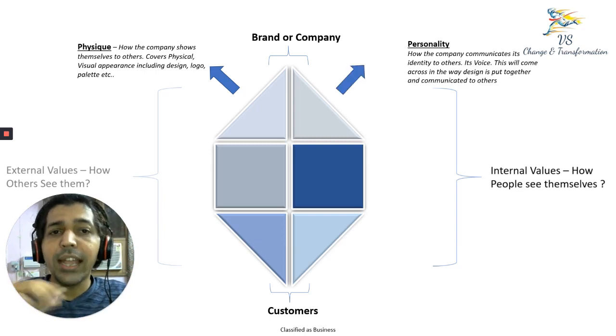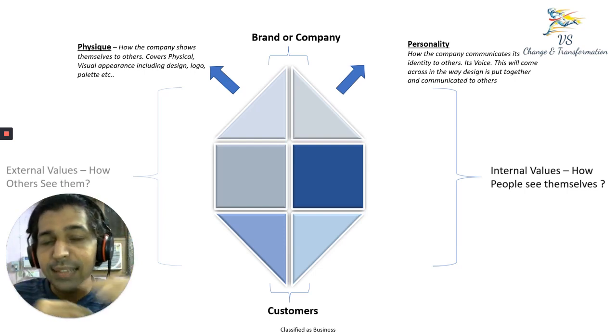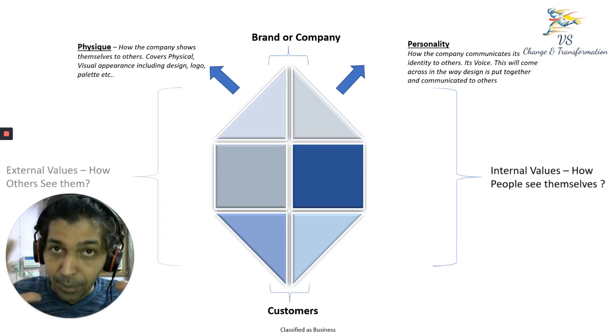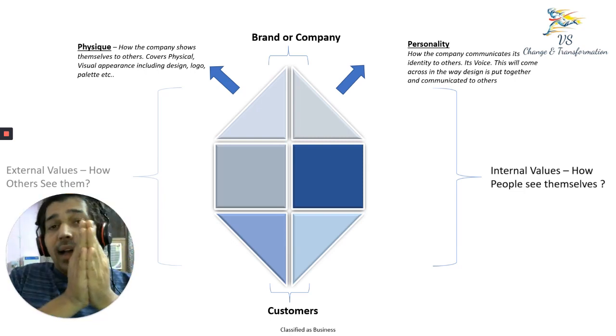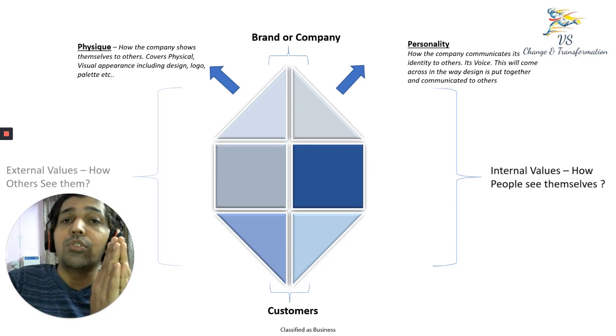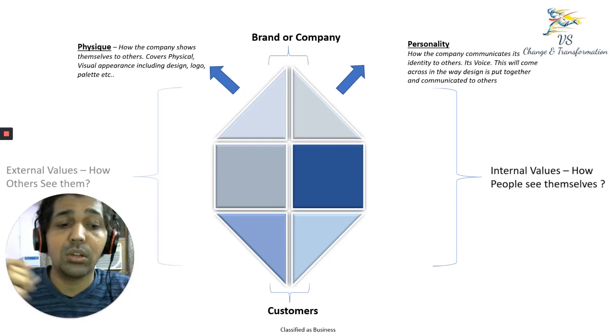Okay. The next one is personality. This is how the company communicates its identity to others, and it's the voice of the brand. How you define the personality is what will come out in your communication, and that's what will reflect, or should reflect, in your communication.